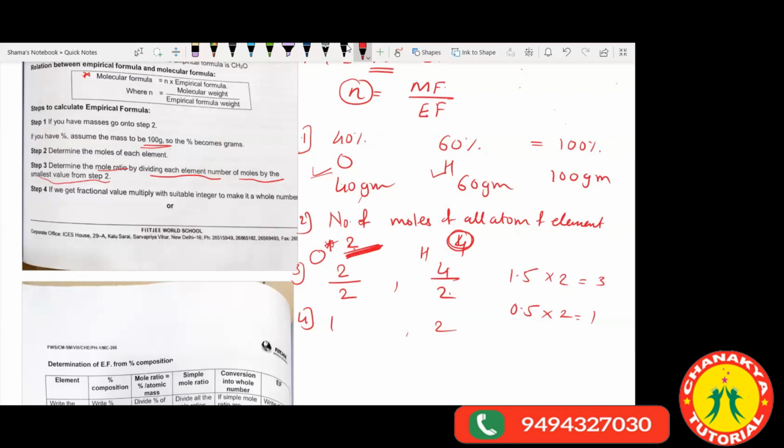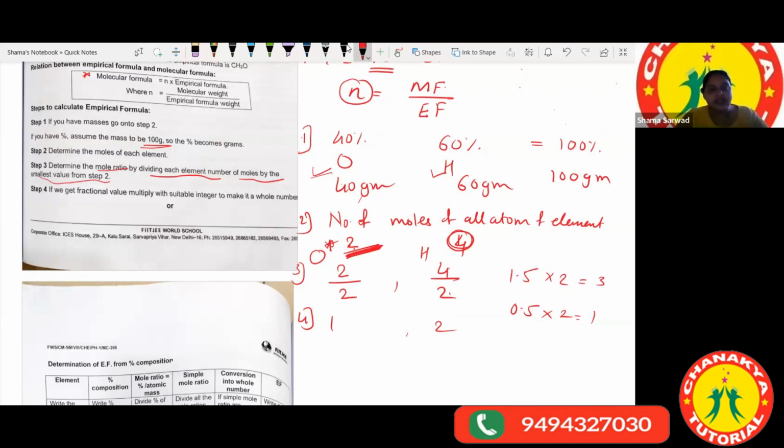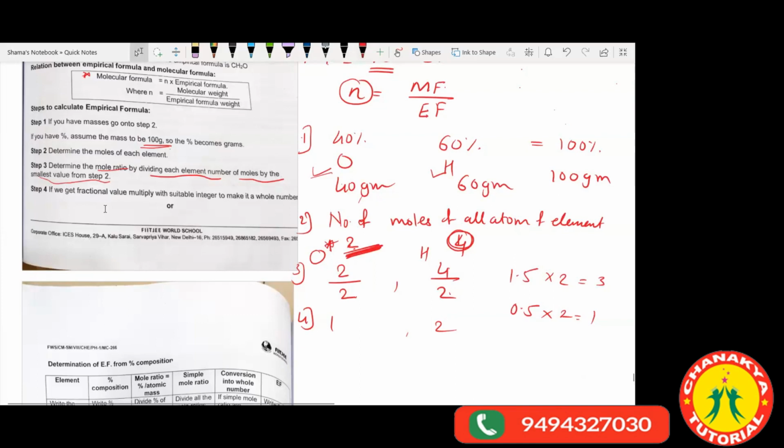So I have to do it for oxygen, and I have to do it for hydrogen as well. If I convert the fraction of hydrogen into a whole number, I have to multiply oxygen by the same number as well. So you need to keep these things in mind. Okay, and whatever ratio you get, that would be your empirical formula. Clear? Easy?